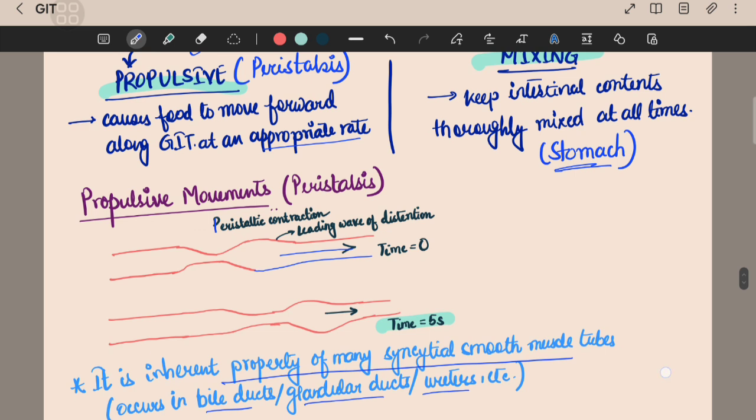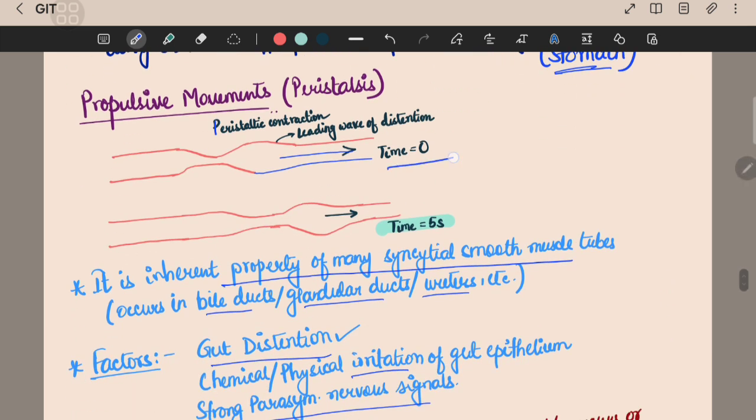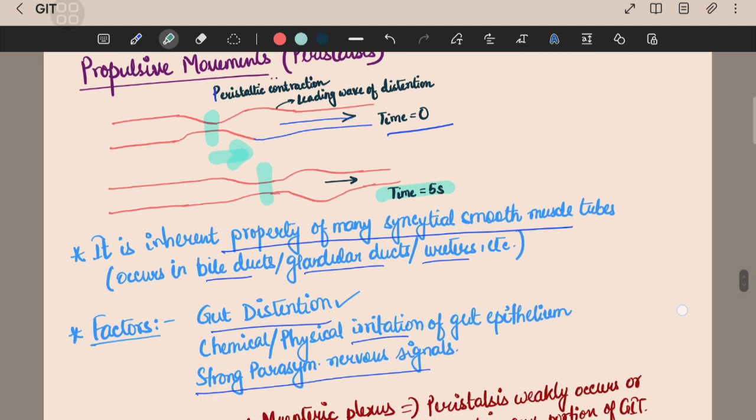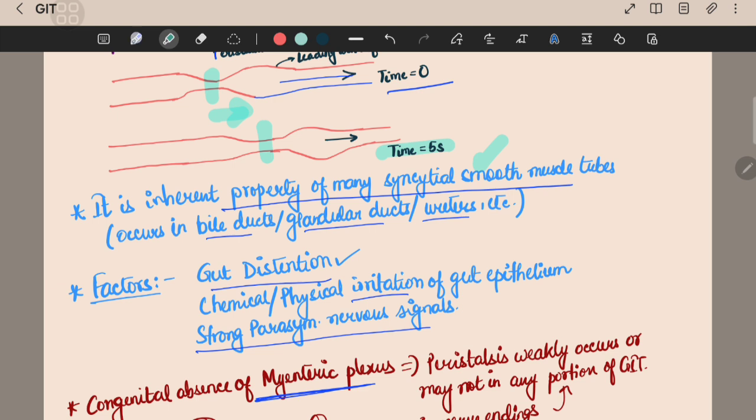Now what is this peristalsis or propulsive movement? Whenever, like at time 0, let's see that in this case here, a particular segment has contracted, and after 5 seconds we see that the contraction has shifted here. So there is certain shift. One portion of the tube is constricting, the muscles are constricting, and another portion is relaxing. Then the constriction moves forward, and then that forward region gets constricted, and the remaining regions are remaining in the dilated version. So that happens, and that is an inherent property of the syncytial smooth muscles. That is for the GIT muscles also applicable, because they are also syncytial smooth muscles, and they also occur in certain ducts like the glandular duct, the bile ducts, or the ureters.